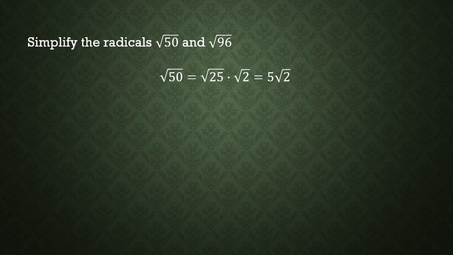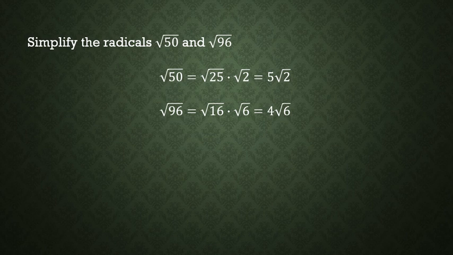Next one, the square root of 96. This one is a little bit more challenging, but if you think of your squares, 16 is the one we're trying to work with, because 16 times 6 is equal to 96. So I can write the square root of 96 as the square root of 16 times the square root of 6. The square root of 16 is 4, so we have 4 times the square root of 6.